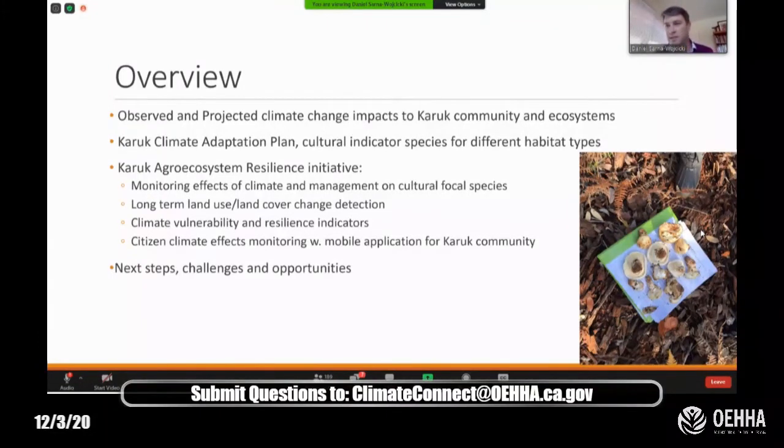Today, since this is the vegetation impacts panel, we're going to be focusing mostly on impacts to cultural plants, that is, species that are managed and used for food, such as tan or black oak acorns and huckleberries, or plants that are used for materials, medicinal purposes, or ceremonial regalia. And we'll go over some of the observed and projected climate change impacts to cultural plants and agroecosystems in Karuk territory, and also impacts to the Karuk community's relationship with these plants and ecosystems.